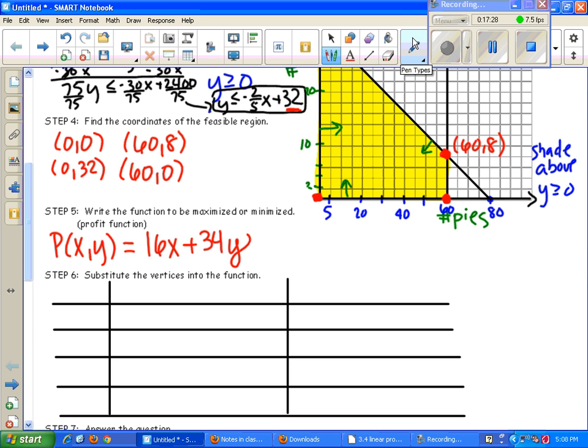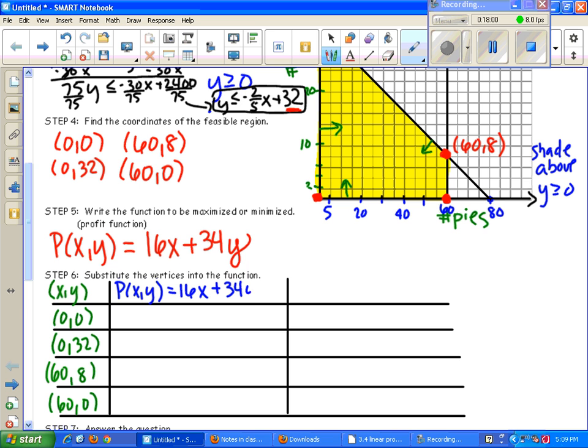Okay, so in the first column, we're going to put the X and Y coordinates that we found for our feasible region. So that was 0, 0. Then we had 0, 32, and 60, 8, and then 60, 0. And then in the next column, we're going to do our profit function. So P of X comma Y equals 16X plus 34Y.